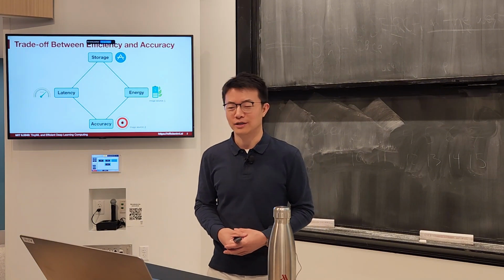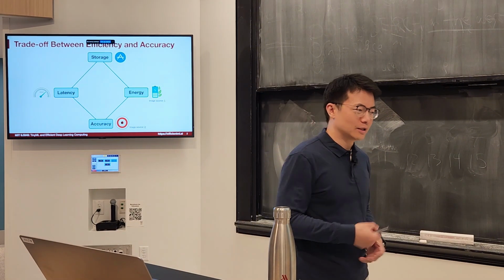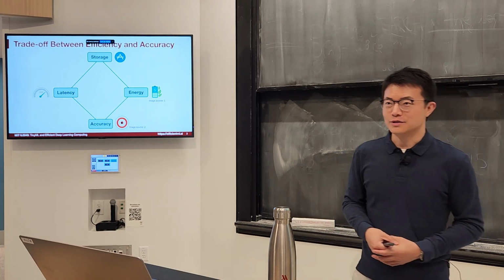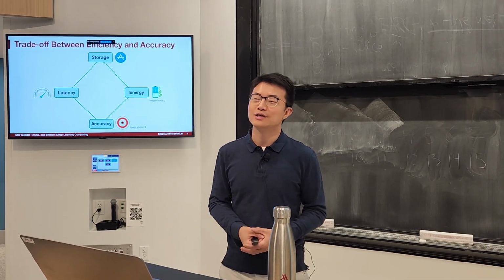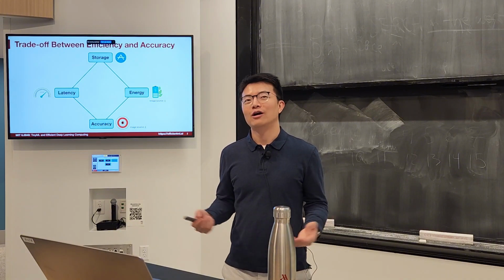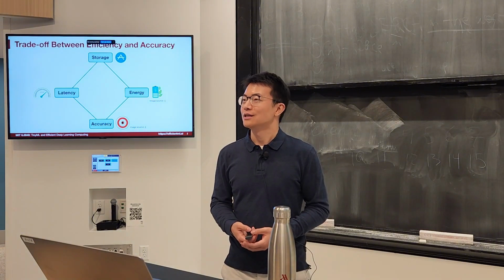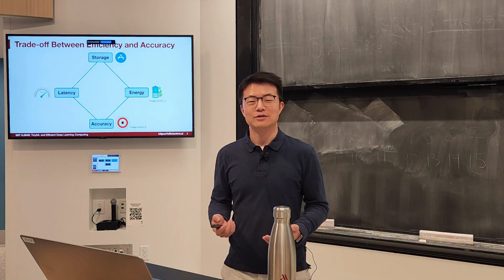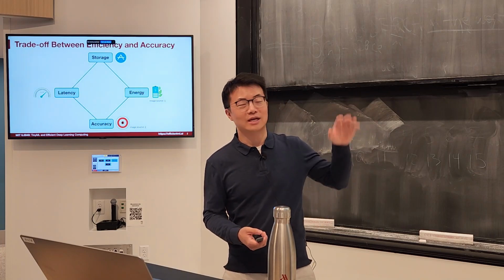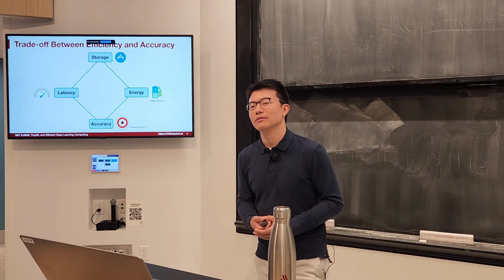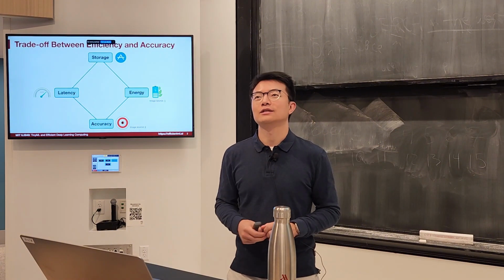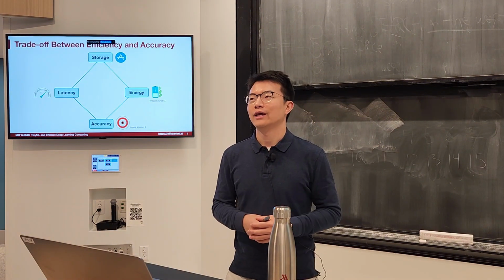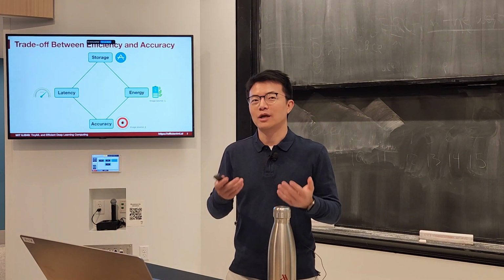So storage also matters. But none of this is as important as accuracy. Even if you have very low latency, low energy, low storage, if the accuracy is poor, it's very hard to attract users to use this AI application. So accuracy certainly is the foundation. That's why we put it on the bottom. So when we are optimizing the latency, the energy, the storage, we want to make sure the accuracy doesn't get hurt, or sometimes even improves.